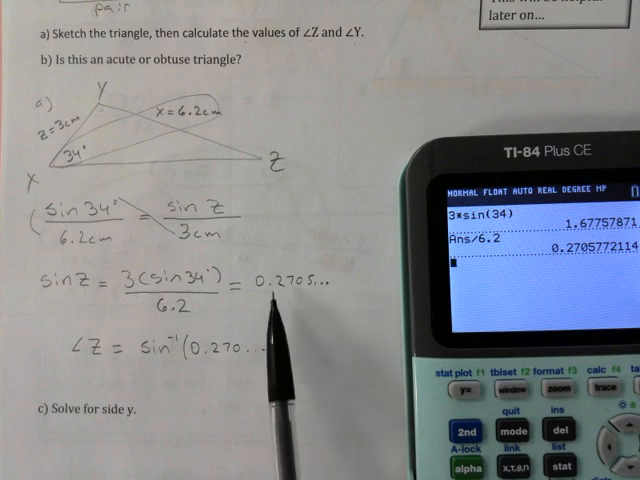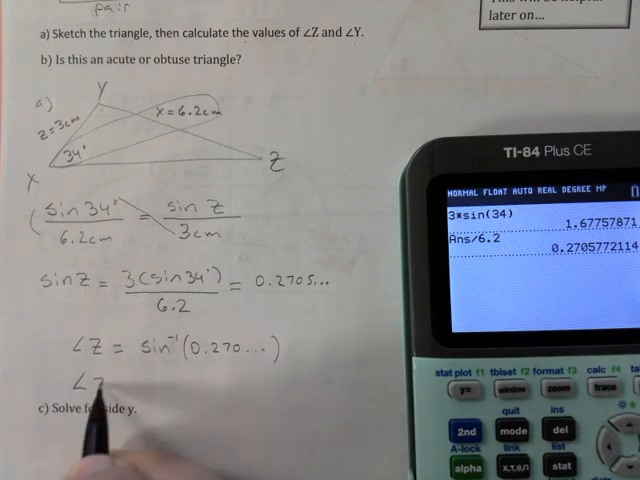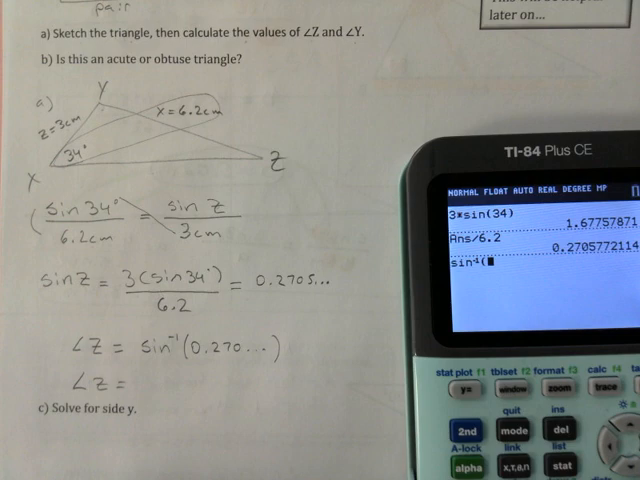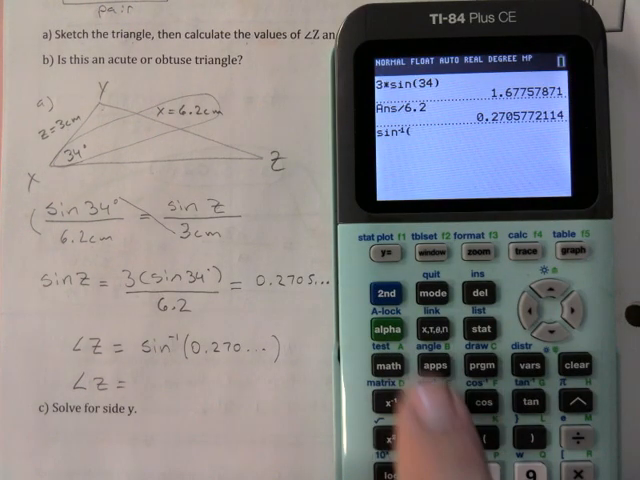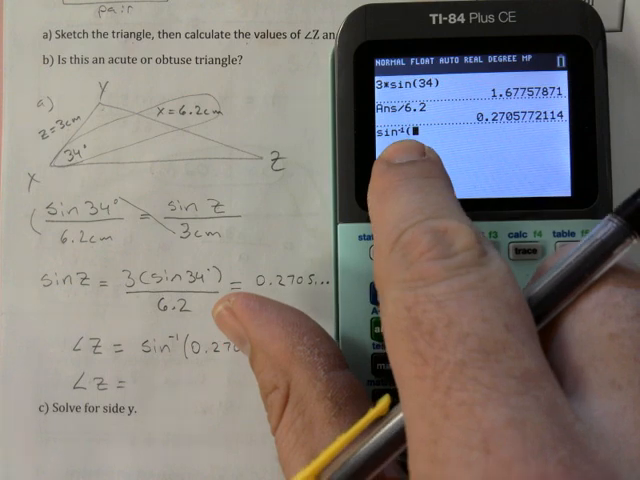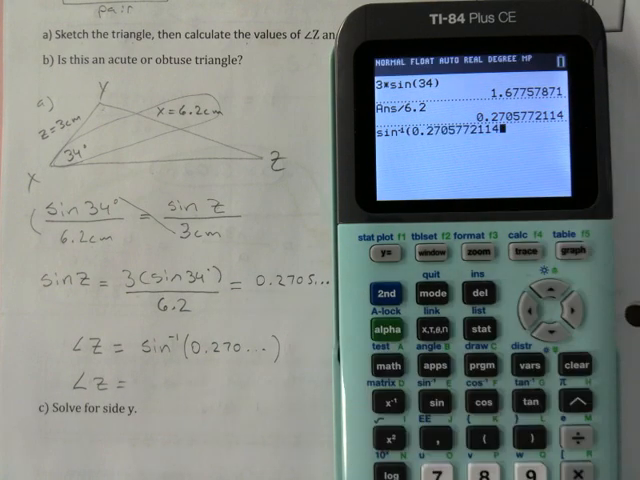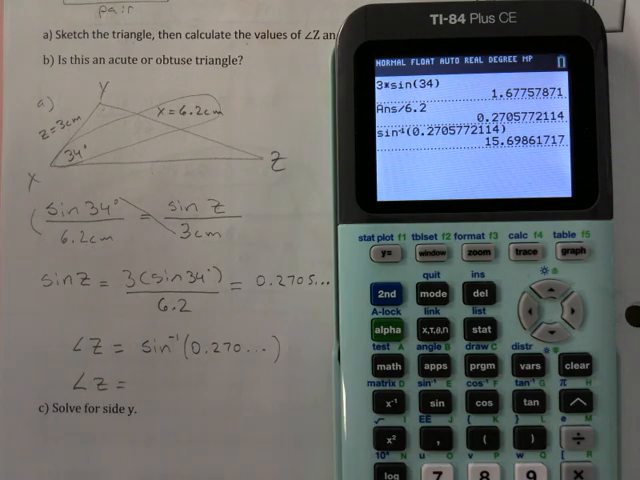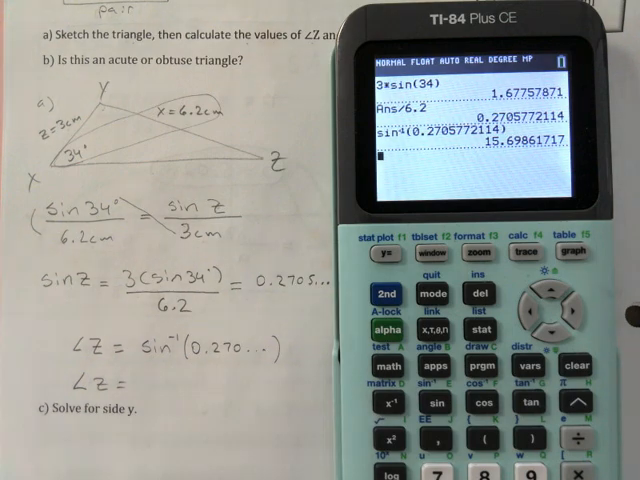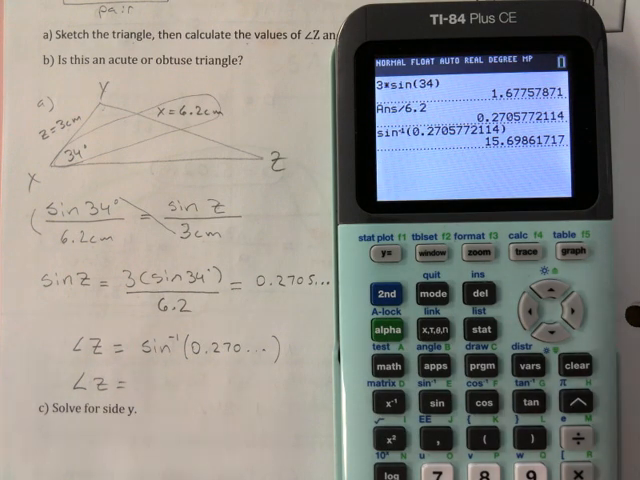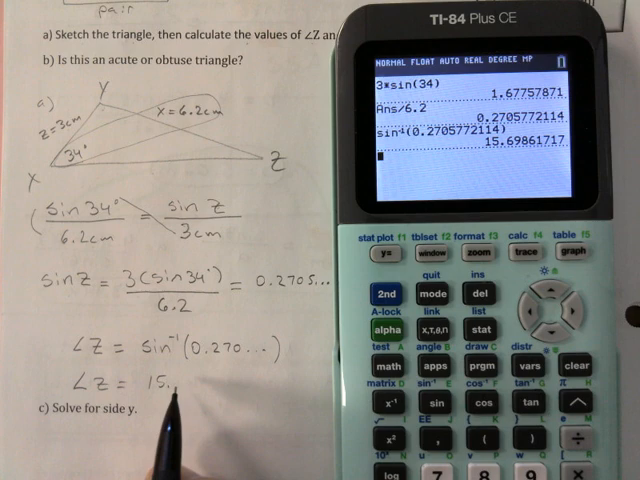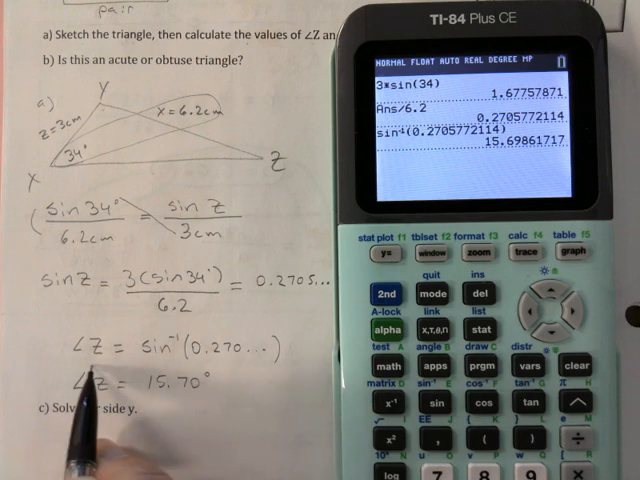So here we go. The grand finale. You go second. You got to press second and then sine. Right? Second, then sine to call inverse, and then copy paste. You go up arrow, hit enter, close the brackets. It's good practice to do that. You don't have to in this case. And there's your angle, 15.69 degrees. 70, right? Because that 9, the 8 bumps the 9 to a 10, which bumps the 6 to a 7. So this is 15.70 degrees. Angle Z solved.